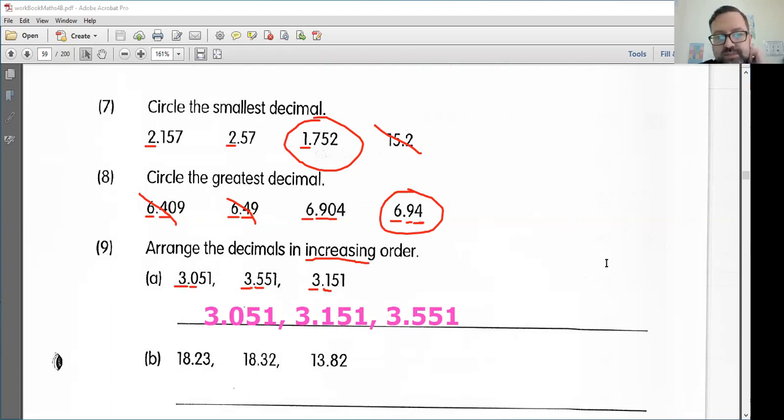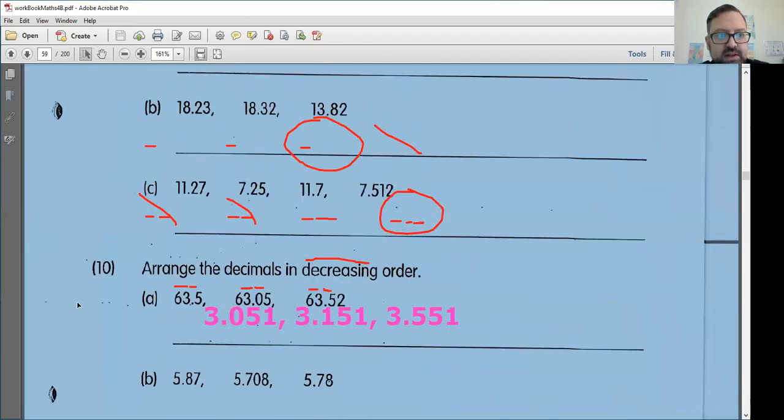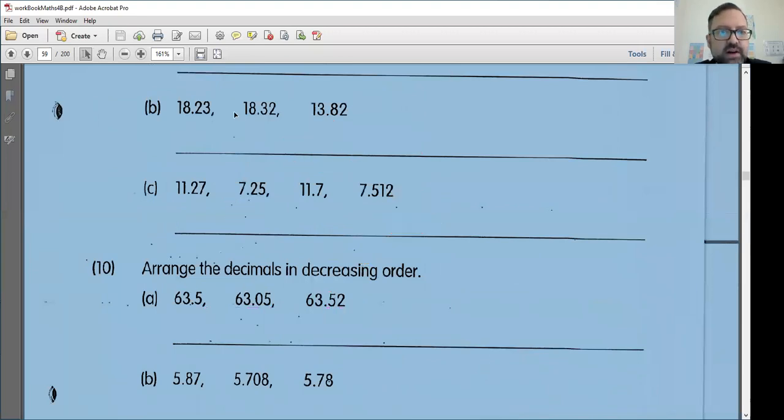All right, so that is in increasing order. We start with the smallest, end with the greatest number. Let's keep going, part B and C.